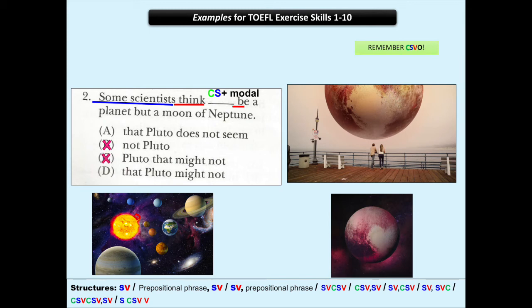Now, let's look at apple. We have a connector and a subject, but then there's another verb, seem. This is not a modal. This does not work with our be up here. So this is not our answer. Therefore, dog has to be our answer. There's a connector, a subject, and then a modal right here.